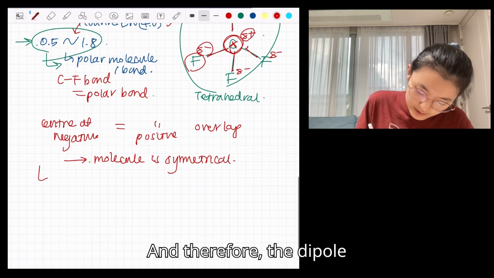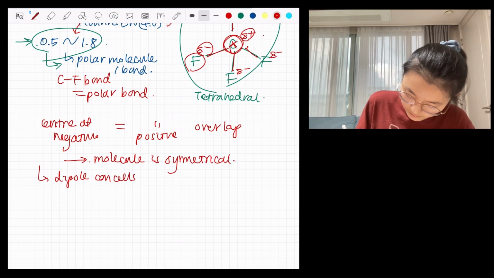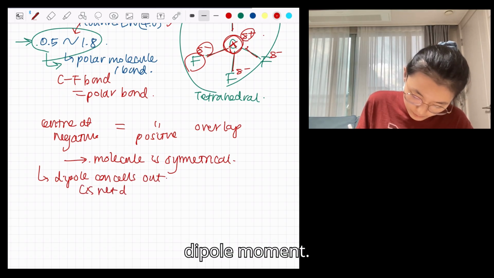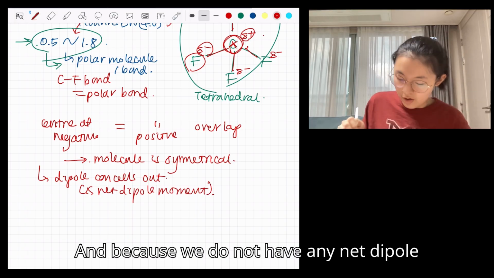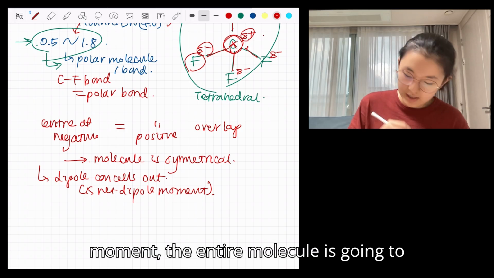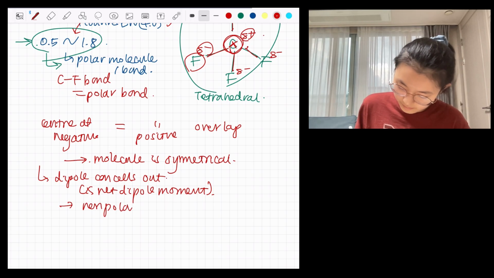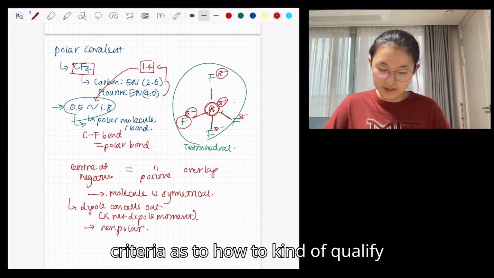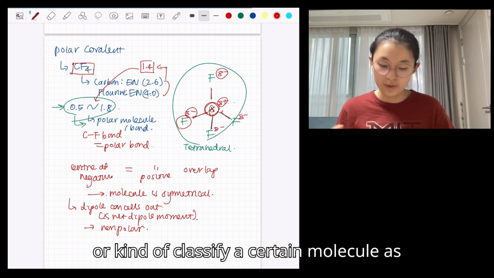And therefore, the dipole cancels out, i.e., we're not going to have any net dipole moment. And because we do not have any net dipole moment, the entire molecule is going to be nonpolar. Now, this is one of the two criteria for how to classify a certain molecule as polar.